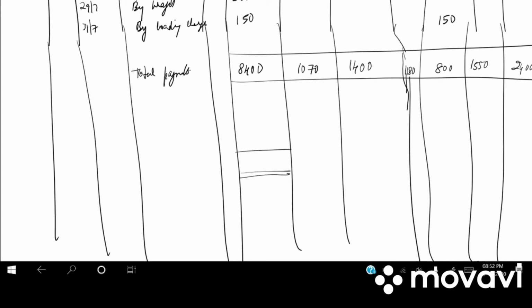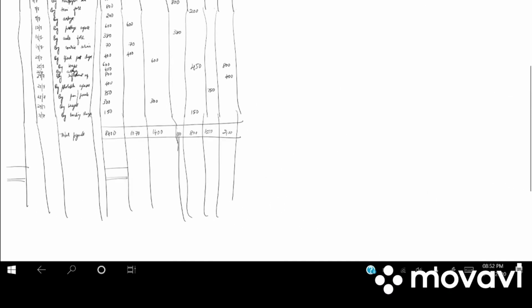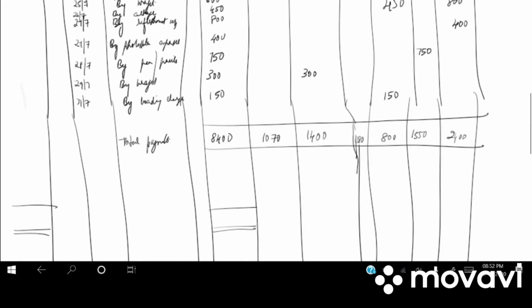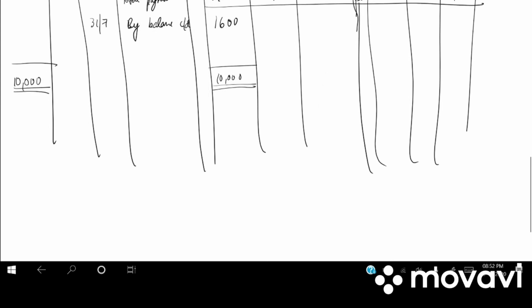Next we need to total up both the sides. Our payment side is how much? 8,400, and the amount received is 10,000. So which side is more, debit side or credit side? Debit side. So we write 10,000 on both sides. Then on 31st July we have by balance carried down. How much is it? 1,600. On 1st August to balance brought down.